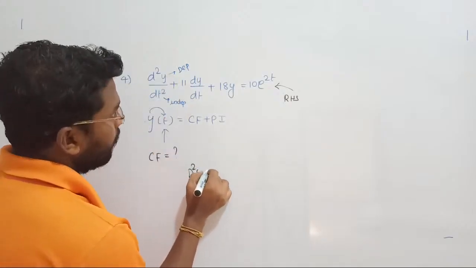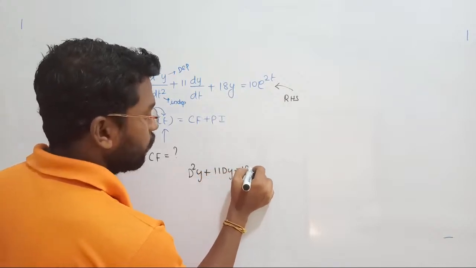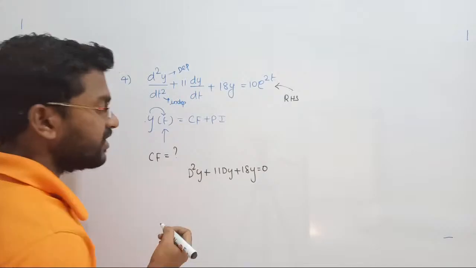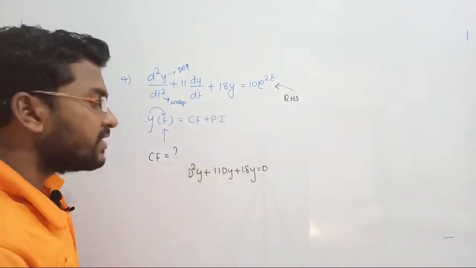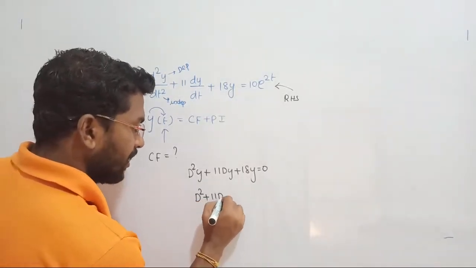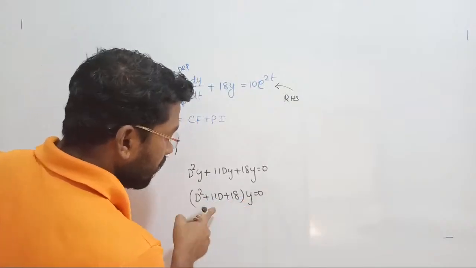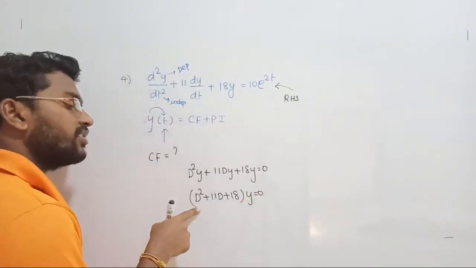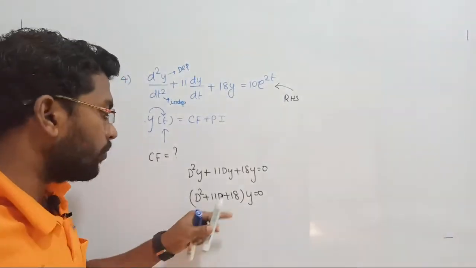D square into y plus 11 times of d into y plus 18 times of y equal to 0. That is the complementary function, right? We have to consider only homogeneous, that is without any signal. From this, the characteristic equation of the system is d square plus 11 times of d plus 18 into y equal to 0, such that my characteristic equation will become d square plus 11 times of d plus 18 equal to 0. Can you tell me, can you break these roots?